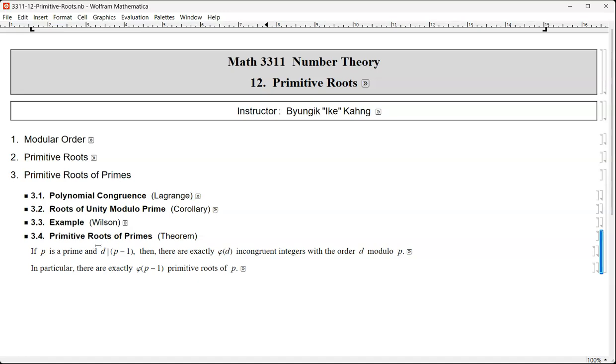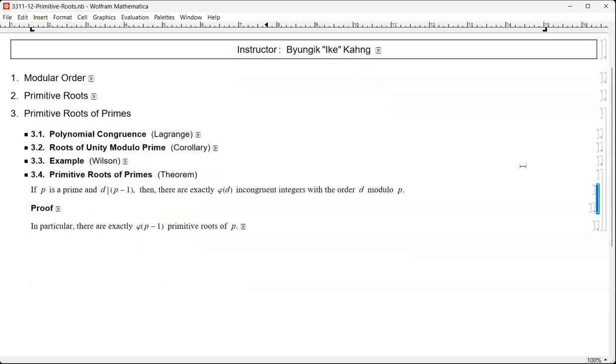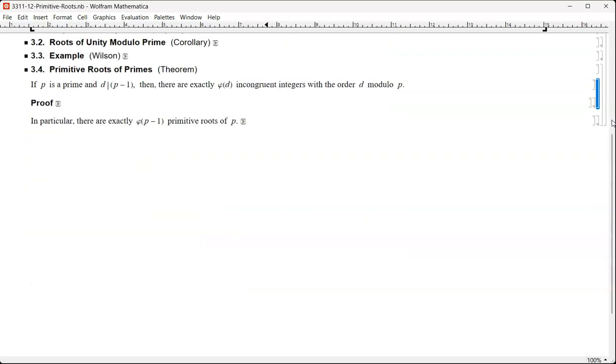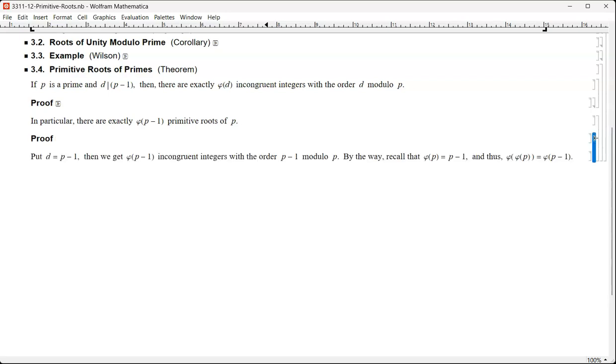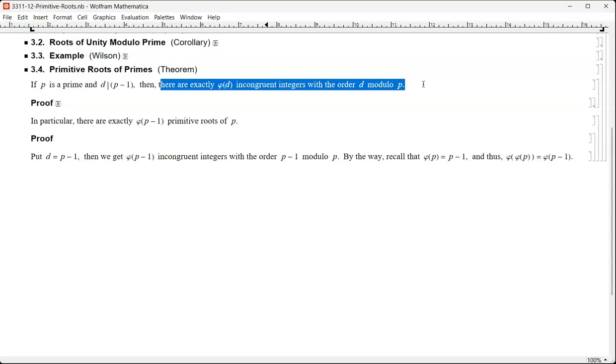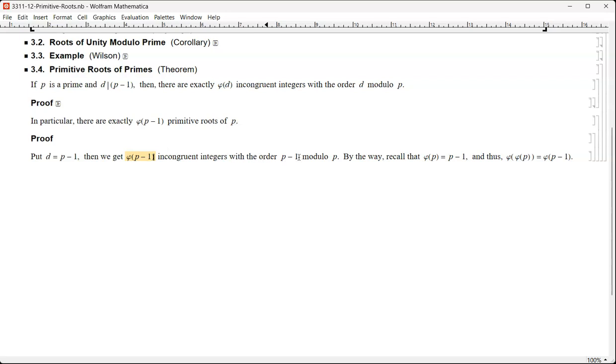Just like the condition of the 3.2 corollary, we have this condition: p is prime and d divides p minus 1. Then there are exactly phi of d incongruent integers with order d mod p. Before proving this, let's discuss its immediate corollary. In a special case, if we put d equal to p minus 1, in general d divides p minus 1, but in a special case when they are the same, then we can replace d by p minus 1 in this conclusion part. So p minus 1 goes here, and then also here.